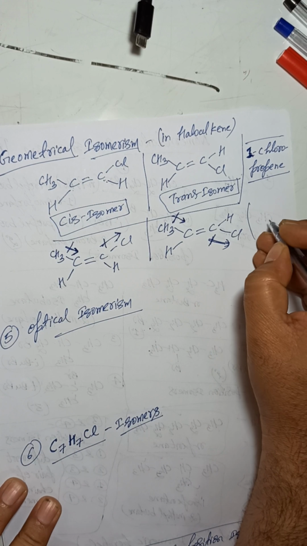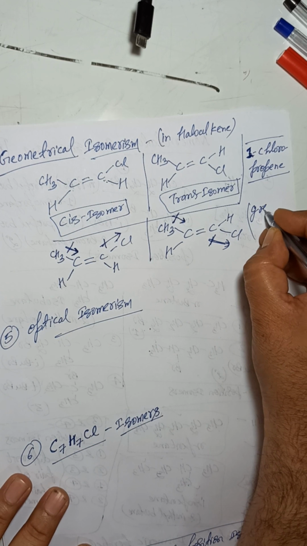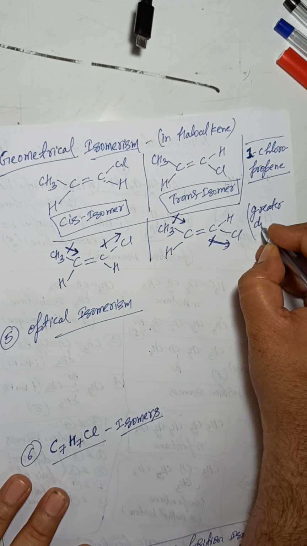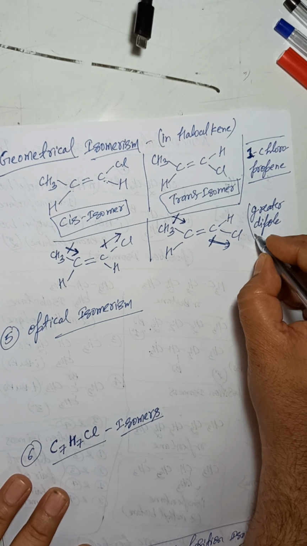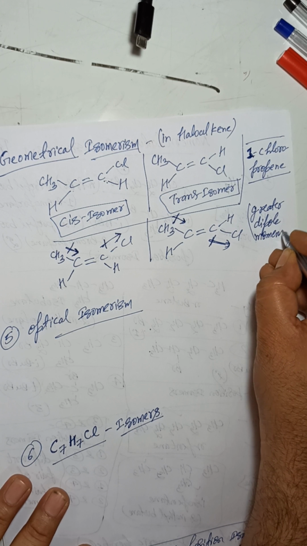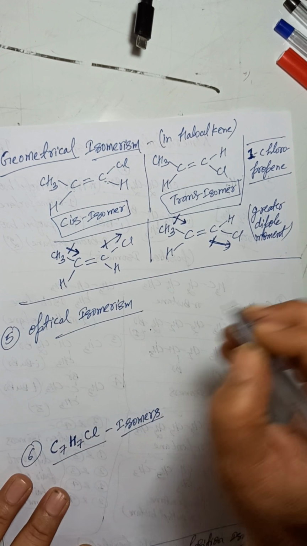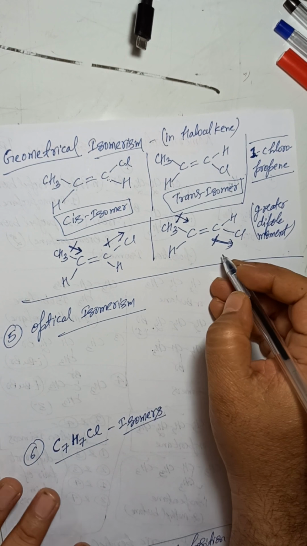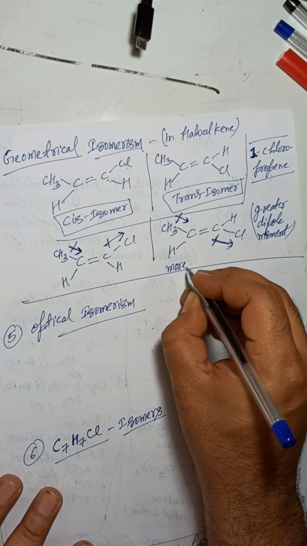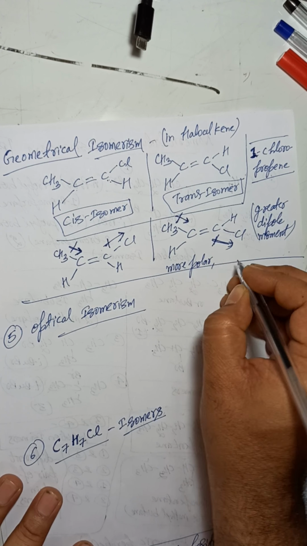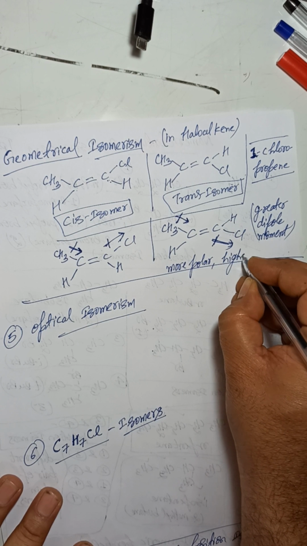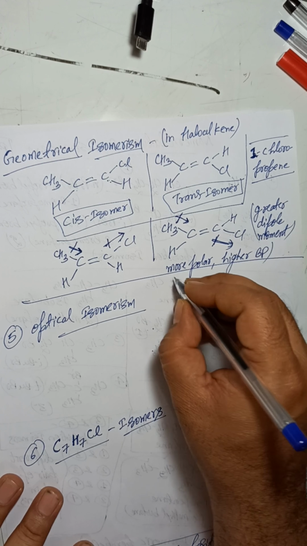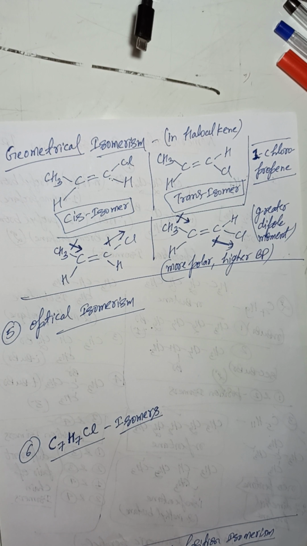So the trans isomer has a greater dipole moment, and since it is more polar, it has a higher boiling point. More polar means higher dipole-dipole attraction, and greater attraction causes a greater boiling point.